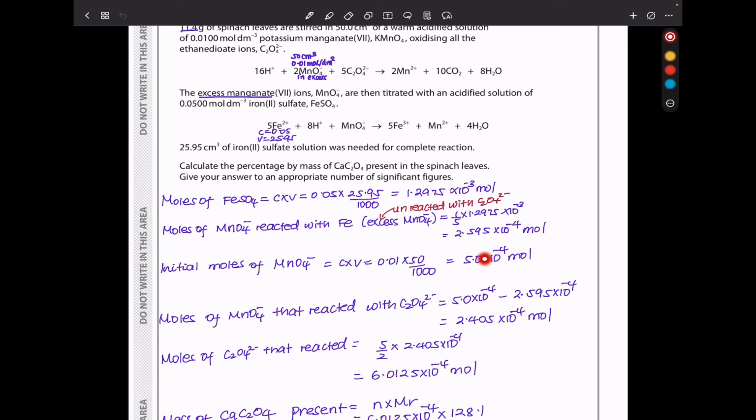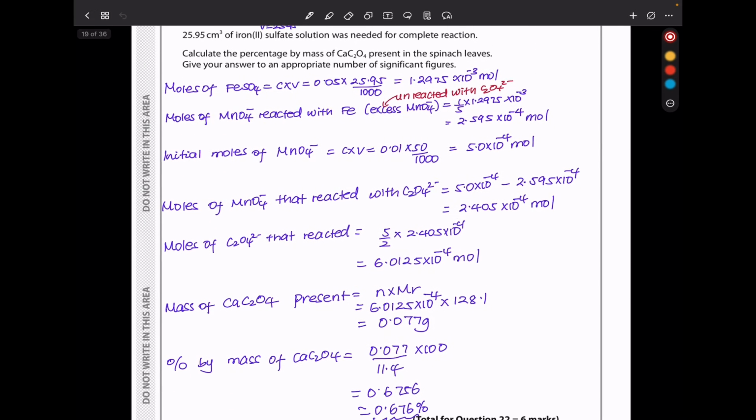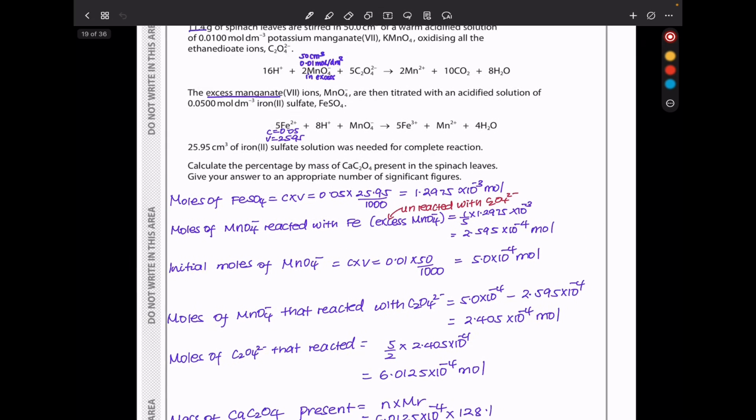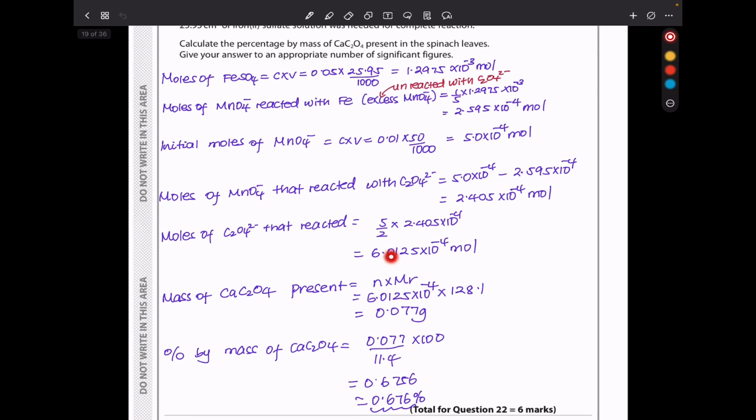So that means to find the moles that reacted, it will be the initial moles minus the moles that were left in the first equation, because the moles that were left are the ones that were titrated. So this is what I did here, and I got that. These are the moles of the manganate that reacted with the ethanedioate, meaning moles of ethanedioate are going to be 5/2 times the moles of the manganate, because we can see the mole ratio is 2:5. So that gave me 6.0125 × 10^-4 mole.